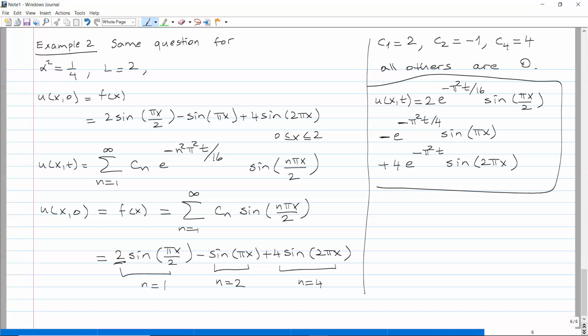Okay, so basically, we know the general form of the solution. It has 2 parameters, the number alpha squared and the number L. Afterwards, to find the constants, we need to know the initial heat distribution, the initial condition, the function f of x. And using this function, we just figure out the coefficient Cn and obtain the solution of the problem.